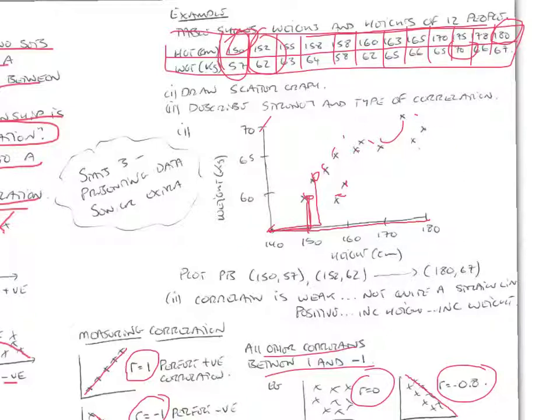Now, what can we say about the correlation? Well, the correlation is weak, as we don't quite have a straight line. They're all bunched around there somewhere. But we can say that overall it's positive, because an increase in height tends to lead to an increase in weight. In other words, the taller the person is, the heavier they appear to be.